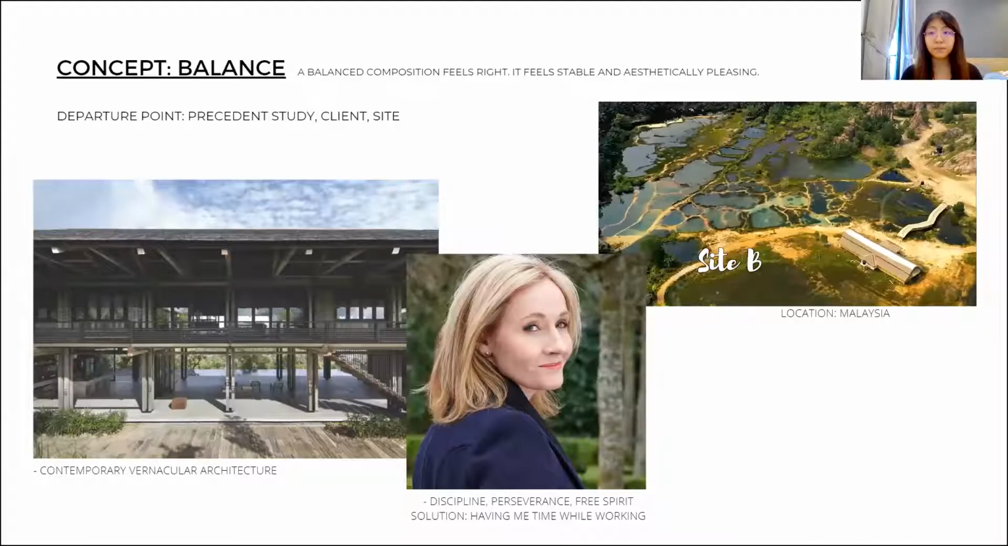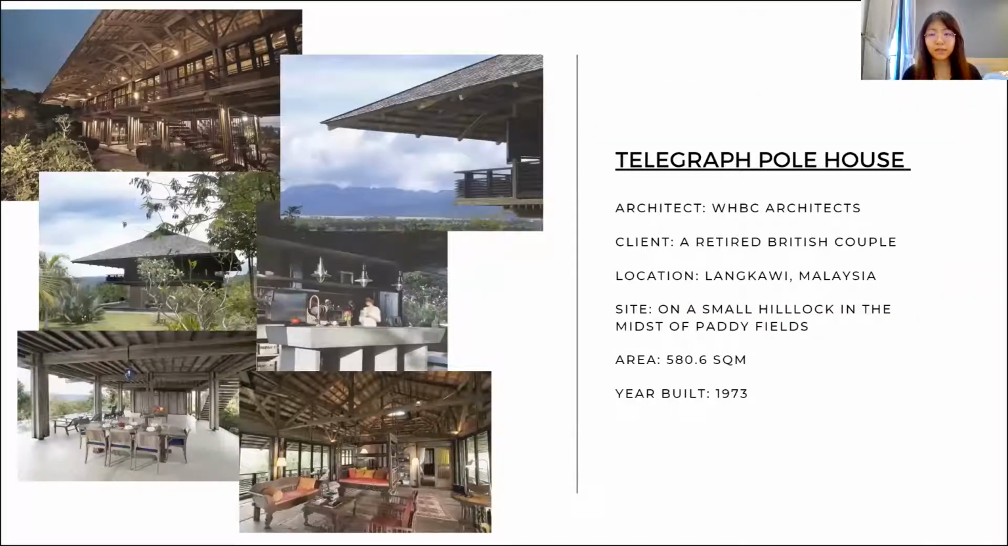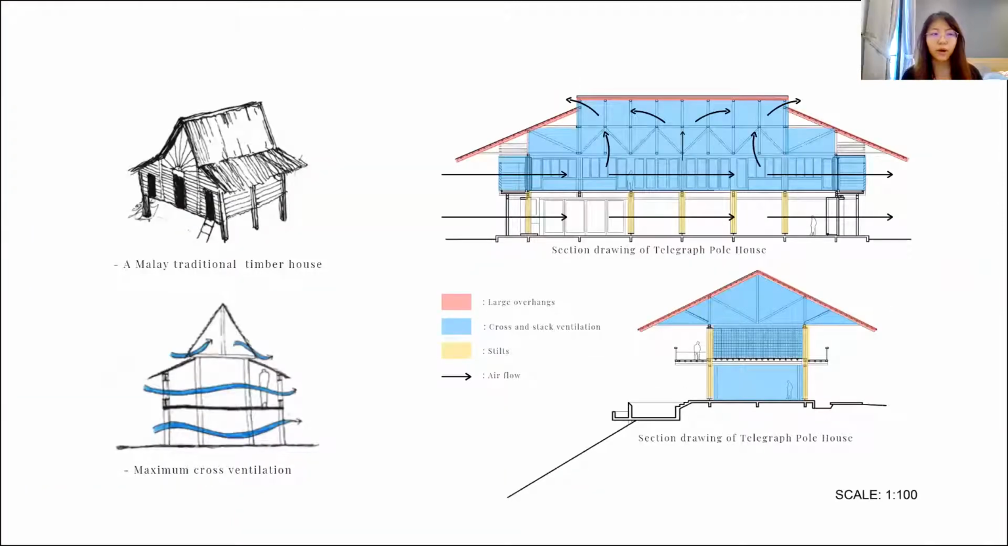My concept is balance. So why do I have this concept? It actually departs from my precedent study, which is Telegraph Pole House. Telegraph Pole House is located at Langkawi, Malaysia. And also, this is quite a design approach of mine, as I would like J.K. Rowling to be amazed by the beauty of Malaysia and the beauty of nature.